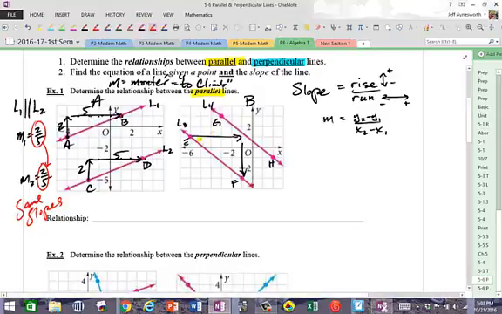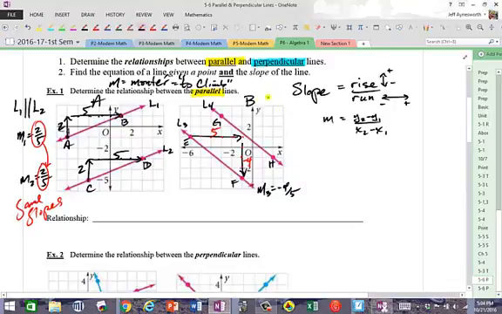So we go from E, 1, 2, 3, 4, 5. So that's positive 5 to the right. Down 1, 2, 3, 4. That's a negative 4. All right, so right now I see the slope of this line, L3, is negative 4/5. So M3 is negative 4/5.